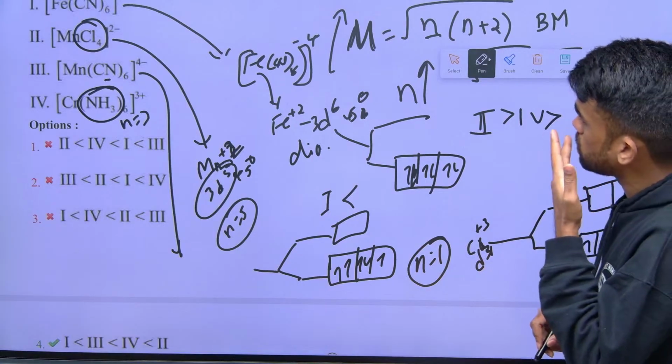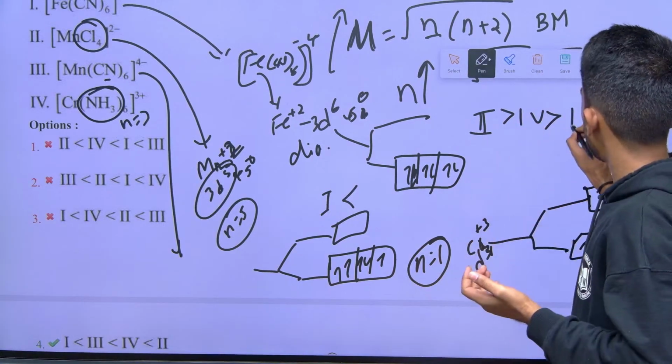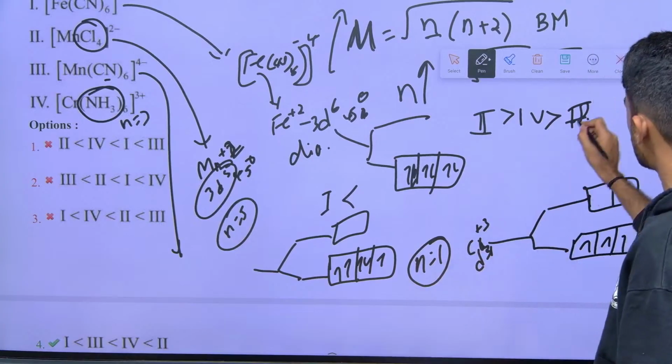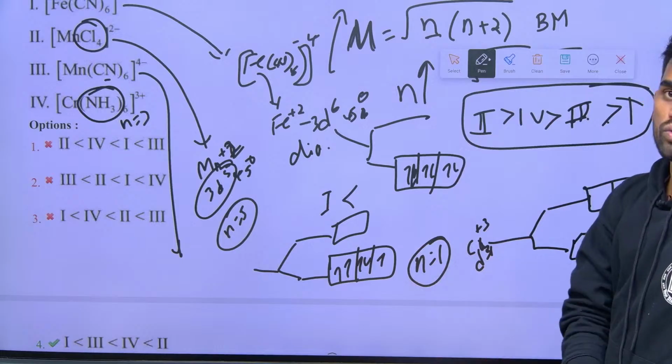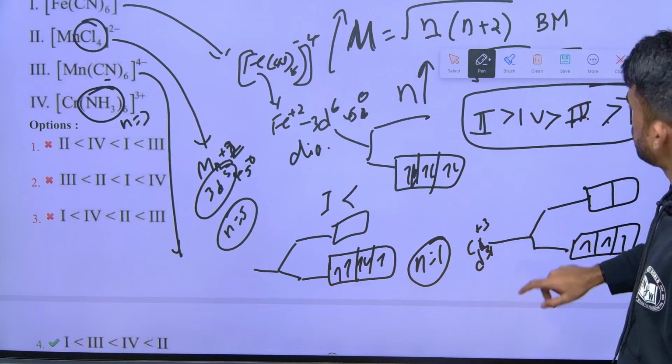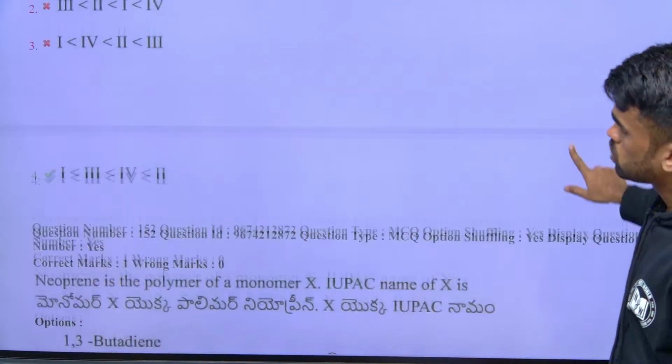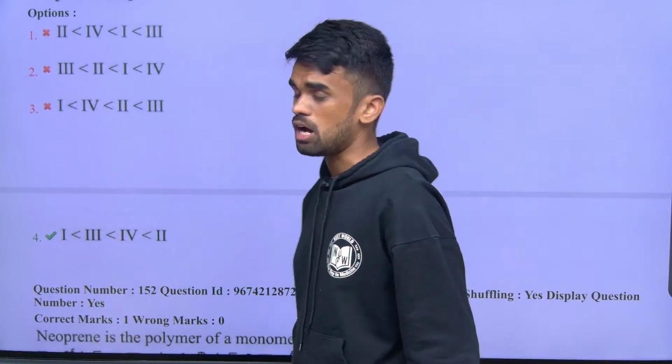For 1 it is 0, and for 3 it is 1 unpaired electron, so the least is 1. So the order is 2, 4, 3, 1. Let us check the options. 2 4 3 1 is our answer. Option 4 is correct.